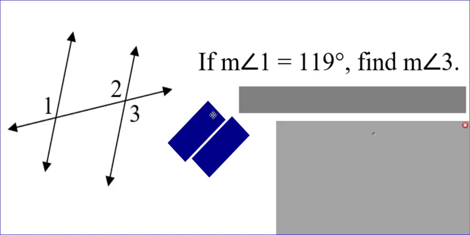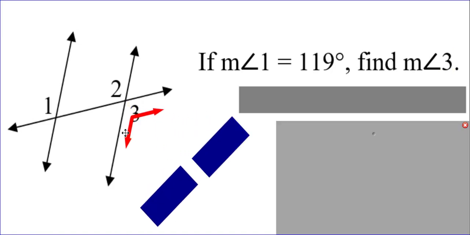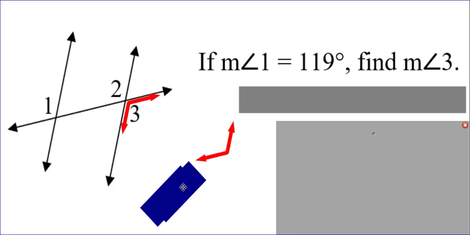All right, here's the relationship of angle 3 and angle 1. Let's see if you can notice this. They are on opposite sides of the transversal. Angle 3 is below, angle 1 is above, and they're both on the outside of the parallel lines. So out on the left and out on the right.